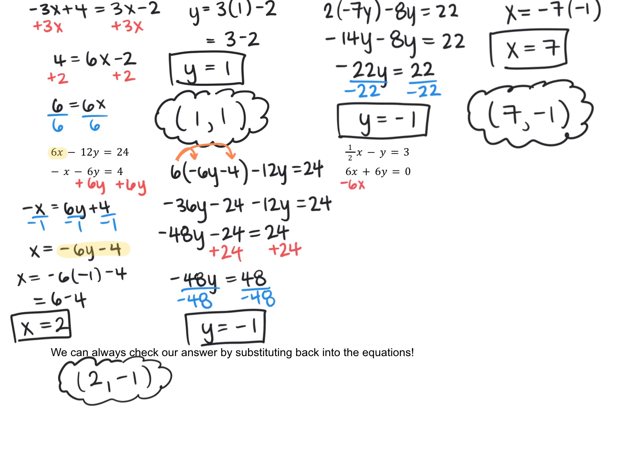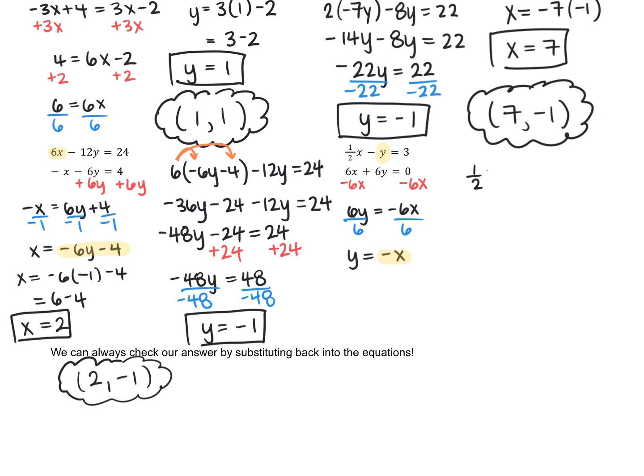So I'm going to solve for y. I'm going to subtract 6x from both sides. So we get 6y equals -6x. Divide both sides by 6, and we get that y equals -x. So I can now take this -x and plug it in for y in my first equation.